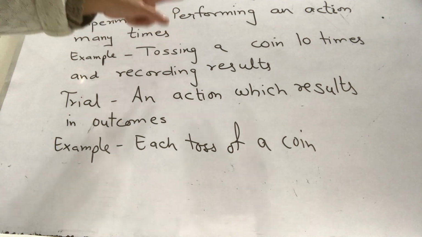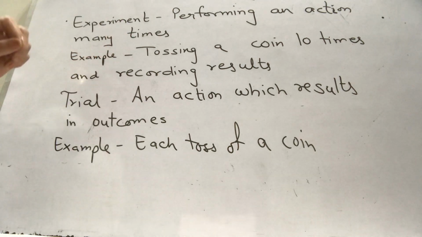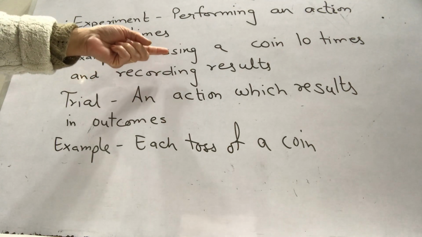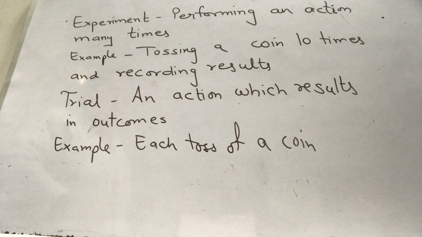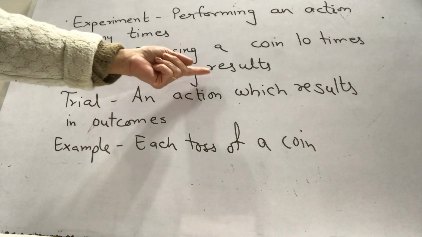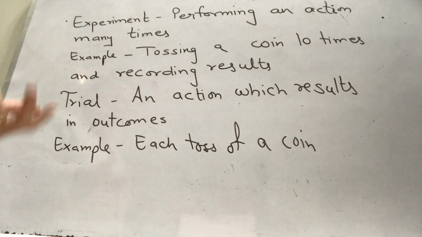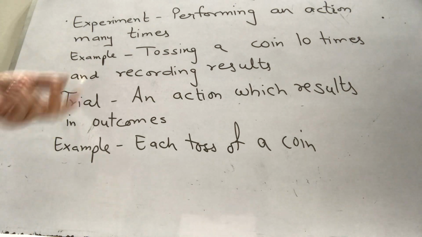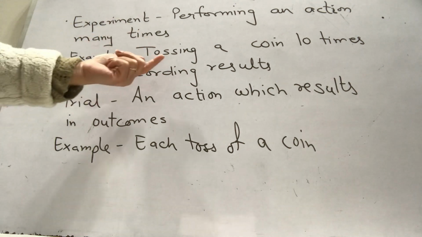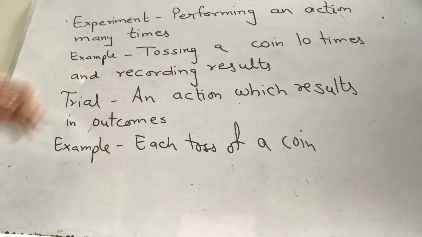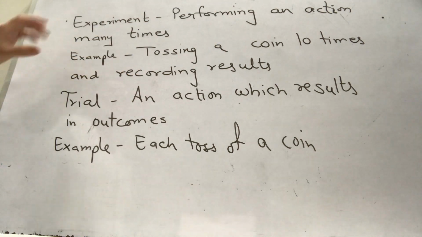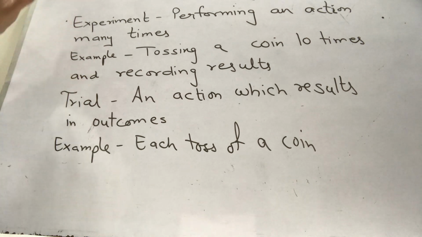Experiment means performing an action many times. Like, I have a coin and I am tossing it 10 times and recording the results. First time I'll toss it, I'll get a head. Second time, I can get a tail. So, this whole thing of tossing it 10 times together, all these trials will make my experiment.